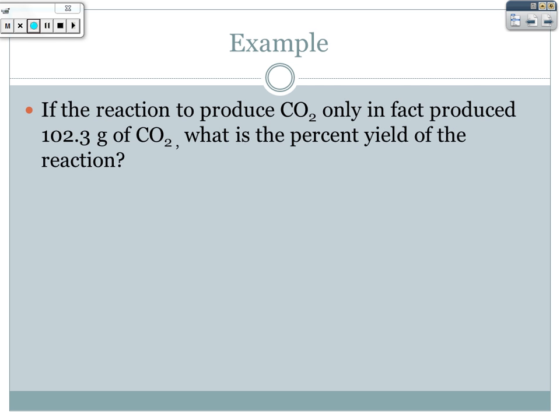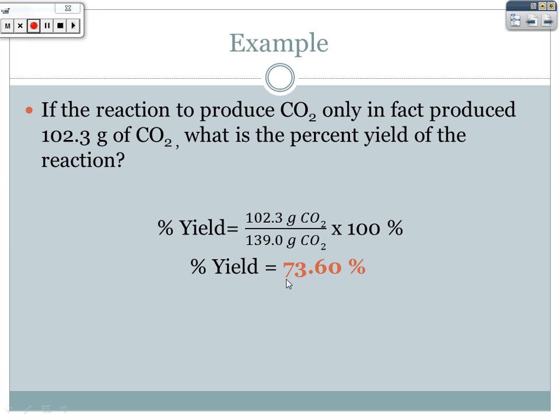So let's take that example. If in the reaction to produce carbon dioxide you only in fact produce 102.3 grams of carbon dioxide, what is the percent yield of this reaction? We're going to do the actual amount, 102.3 grams of carbon dioxide, divided by the theoretical amount, which was 139.0 grams of carbon dioxide, multiplied by 100. 139, again, is the mass of carbon dioxide that we determined would be formed in that reaction from our previous example. If I divide the actual amount we made by the theoretical amount we should have made and multiply by 100, I can see that my reaction was 73.60% yield. So it was pretty effective. A 73.60% yield is actually not that bad in chemistry.